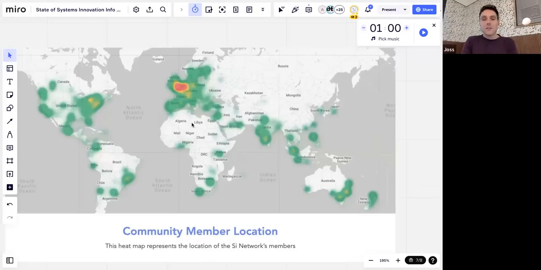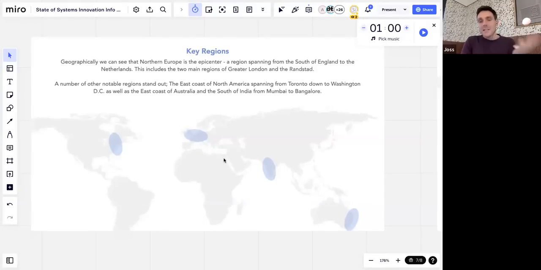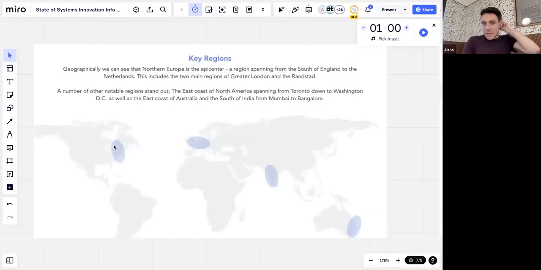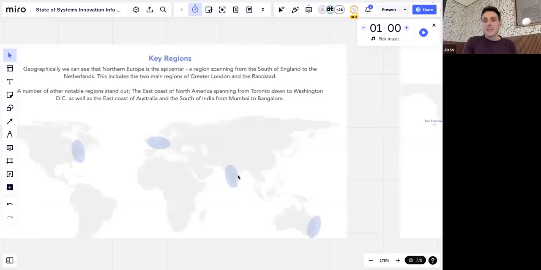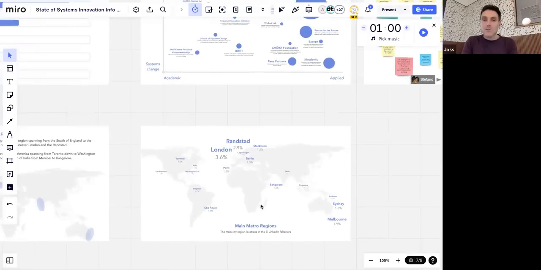So we've actually got it here on the next slide. These are the main areas. That's data, but it's also intuition for me, where I talk to a lot of people, and certainly here across Europe. And then East Coast of the United States, Toronto is actually quite a bit of an epicenter. And then you go down, yeah, Boston, New York, Washington, so forth. And then India, from Mumbai to Bangalore. We have a lot of people from India in the network. And then Australia is actually surprising. Sydney and Melbourne are very high up on the list of cities. I don't know if I have them here. Yeah, so there we go.